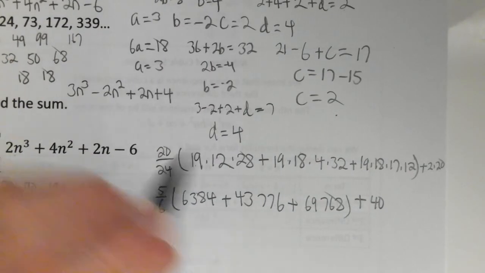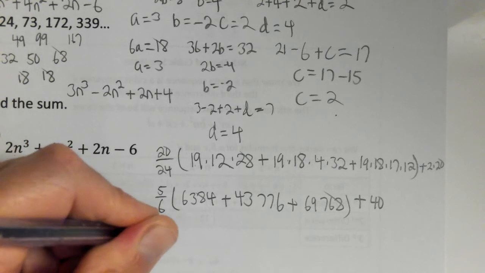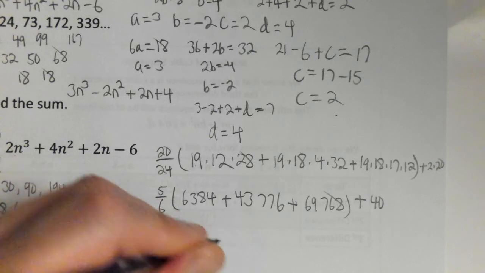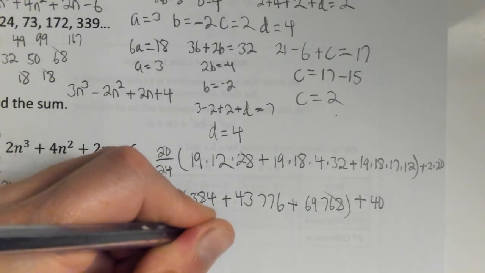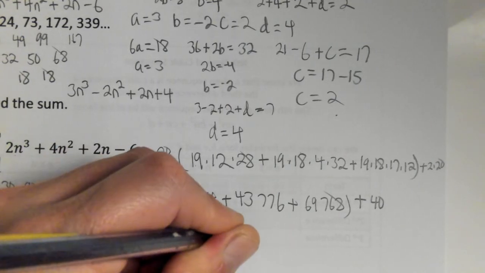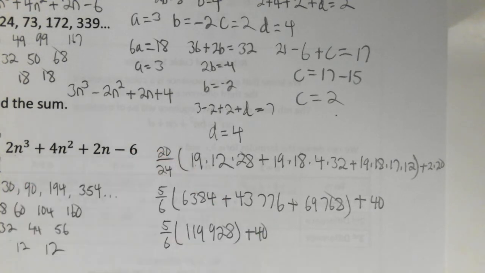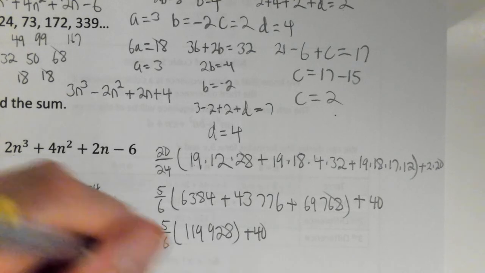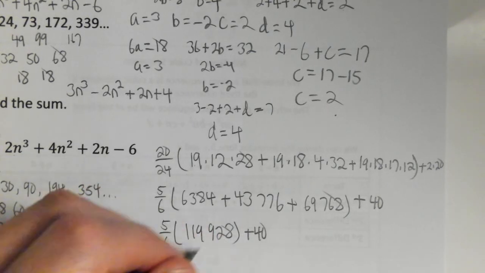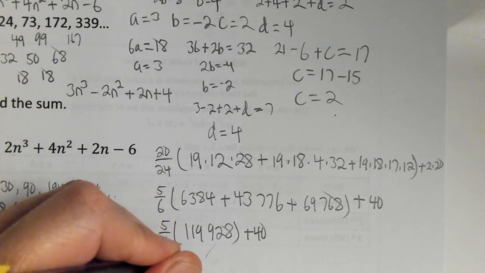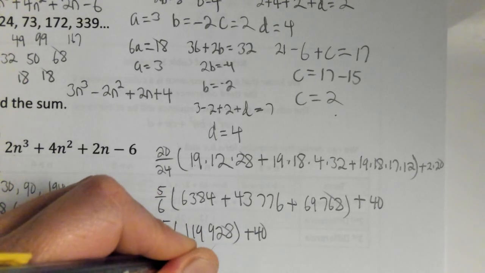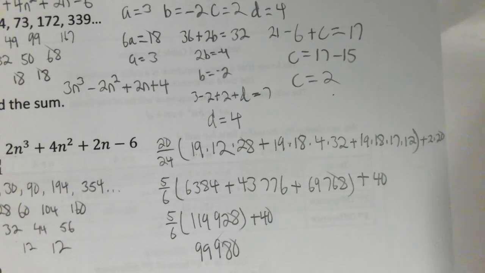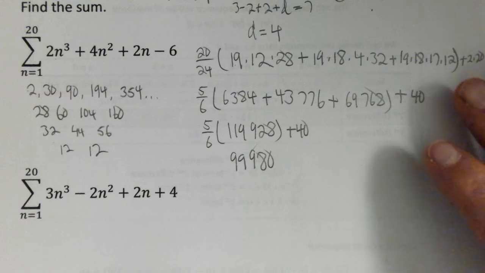So if I add everything in the parentheses, I've got 5 over 6, and then that's going to be 119,928, and the plus 40. And so from here, if I were to add all of this together and multiply this out, I come up with 9,980. So with the formula by hand, that's what we have. That's what it looks like.